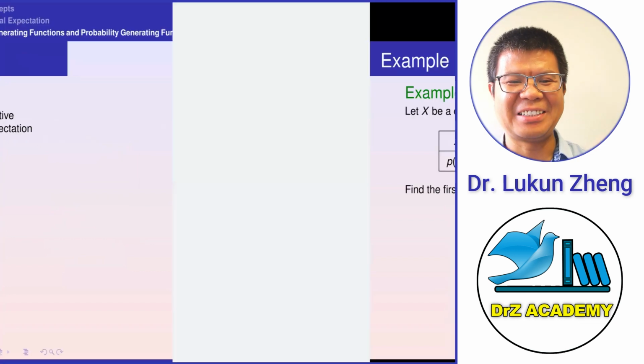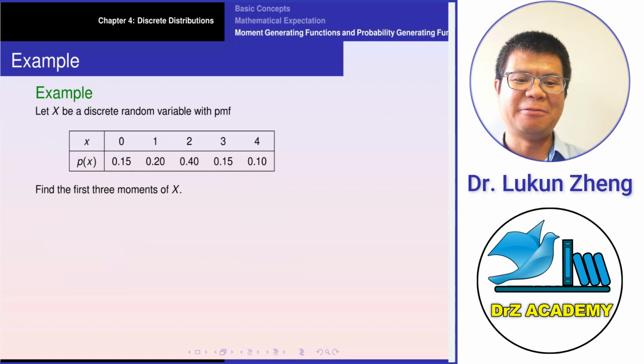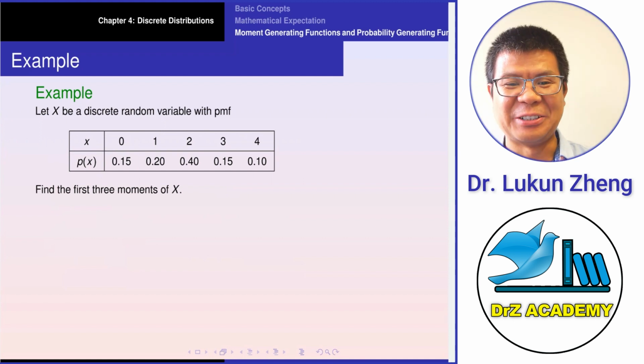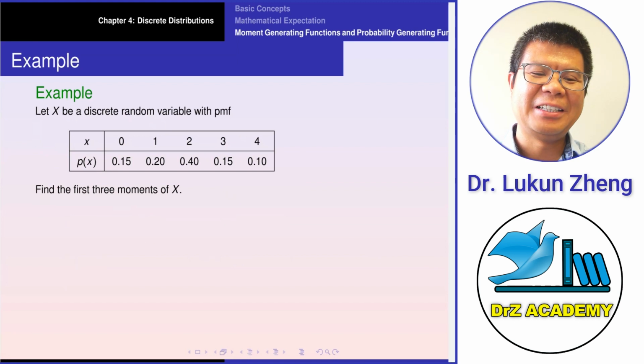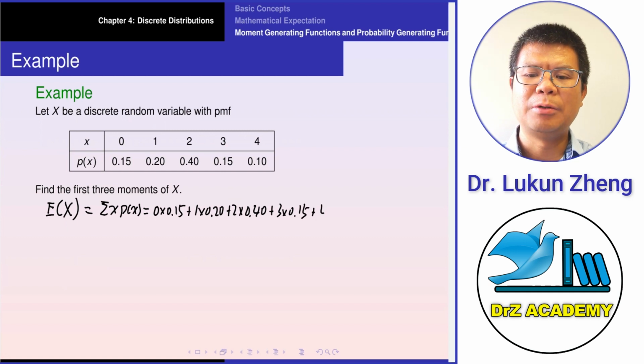Very good. So now let's consider this example. Let X be a discrete random variable with the following PMF. We want to find the first three moments of X. All right, let's do it. The first moment is going to be the expectation of X, which equals the summation of x times p of x. So 0 times 0.15 plus 1 times 0.20 plus 2 times 0.40 plus 3 times 0.15 plus 4 times 0.10.